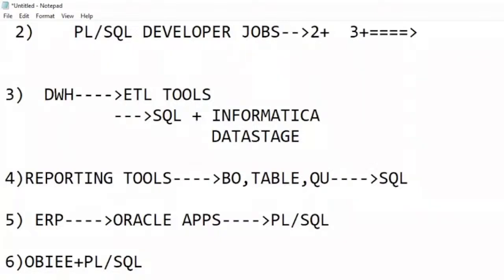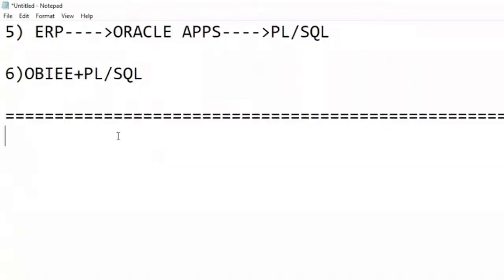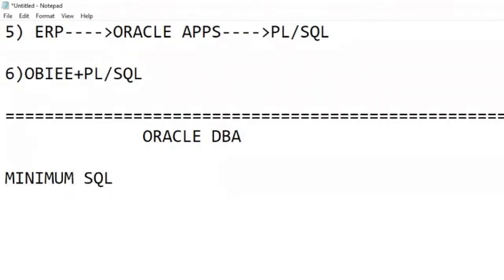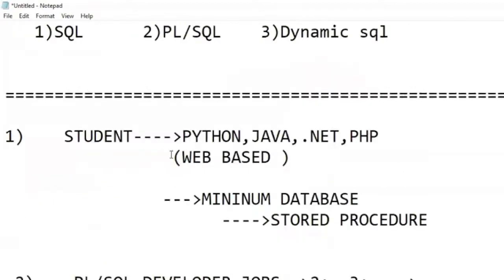Suppose you are not interested in the programming side. You want the administration side, you want those jobs only. In that case, DBA courses are there: Oracle DBA, SQL Server DBA, MySQL DBA, database administration courses. These persons also need minimum SQL knowledge before learning those courses. Minimum SQL knowledge is required, and these persons also learn these types of courses.